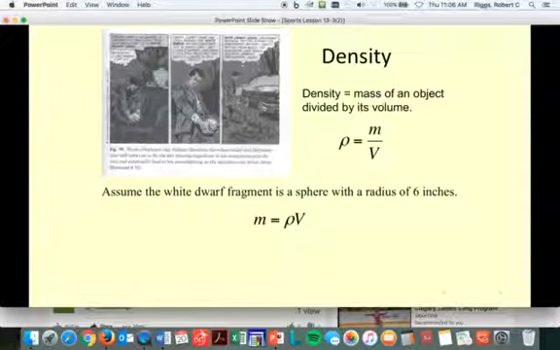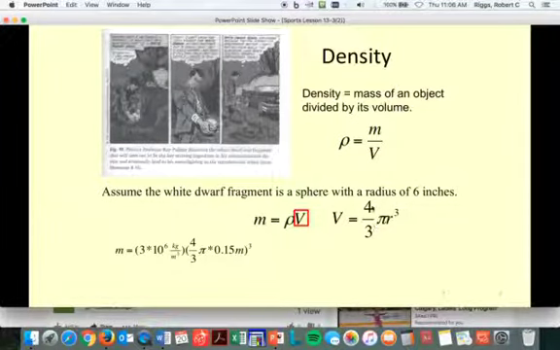Mass is equal to the density of the object times the volume. And here's the volume of a round object, of a sphere or a ball, 4/3 pi r cubed. So we figure out the 6 inches, about 0.15 meters. So look at the mass of that thing.